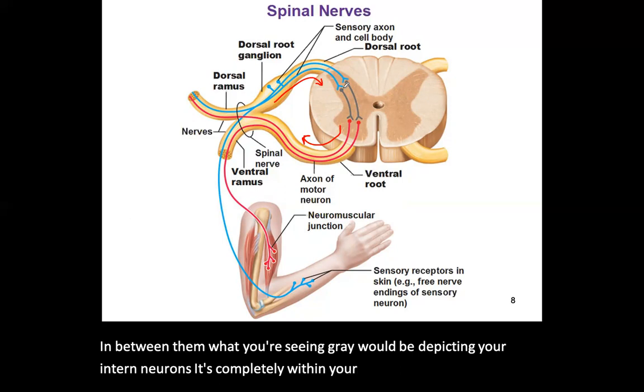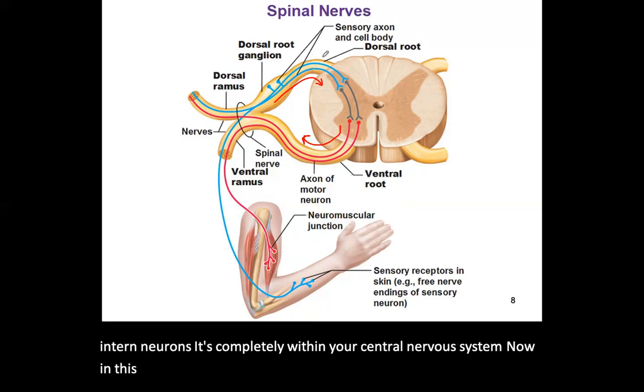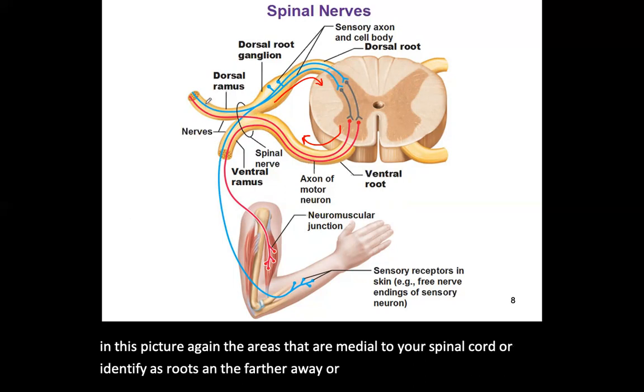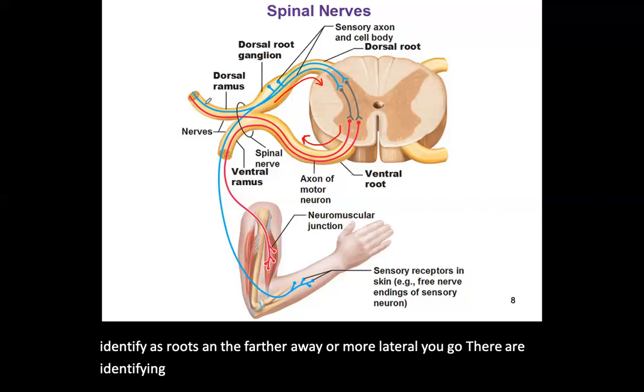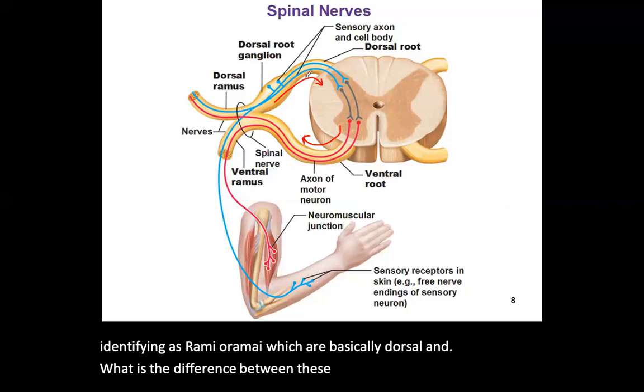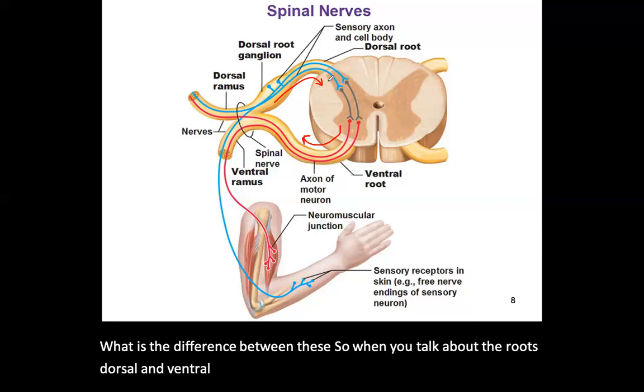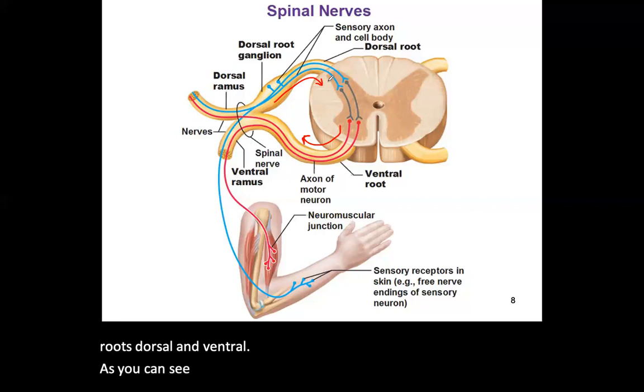Now in this picture, the areas that are medial to your spinal cord are identified as roots, and the farther away or more lateral you go, they are identified as rami, which are basically dorsal and ventral. So what is the difference between these? When you talk about the roots, dorsal and ventral, the dorsal roots are strictly sensory. As you can see, the only color in this picture is blue, which means these are sensory neurons that are coming in.